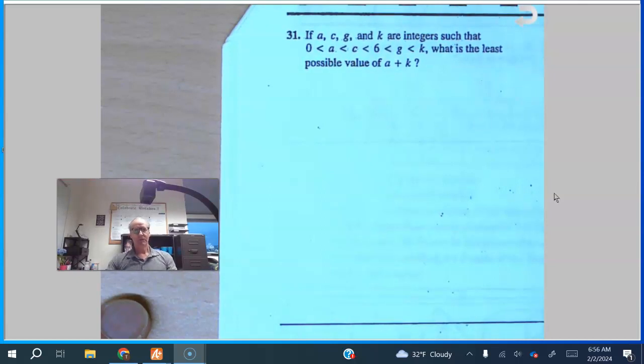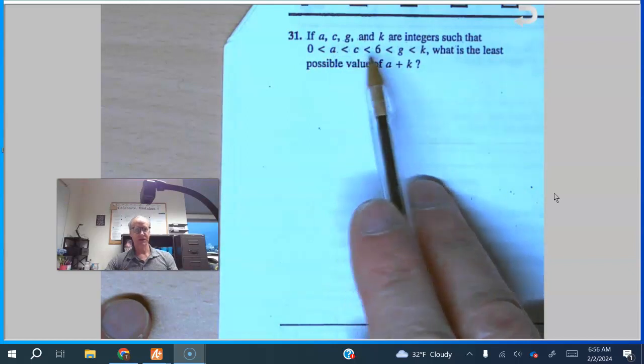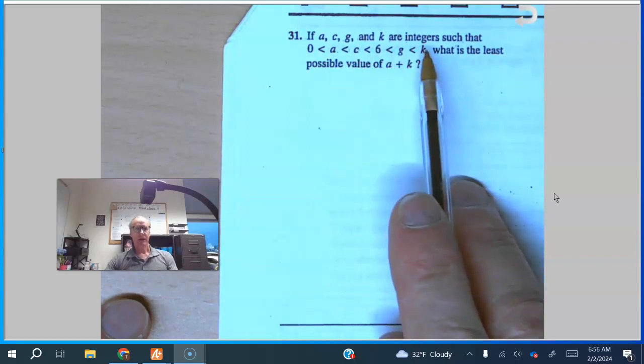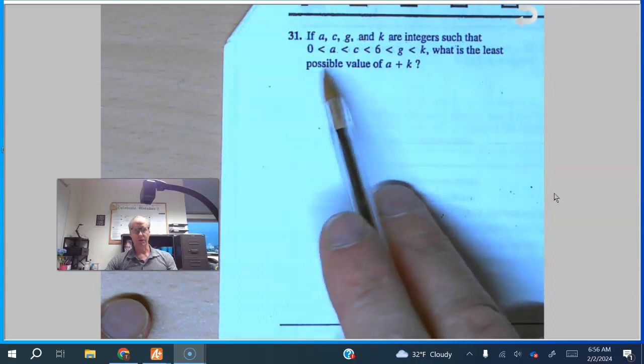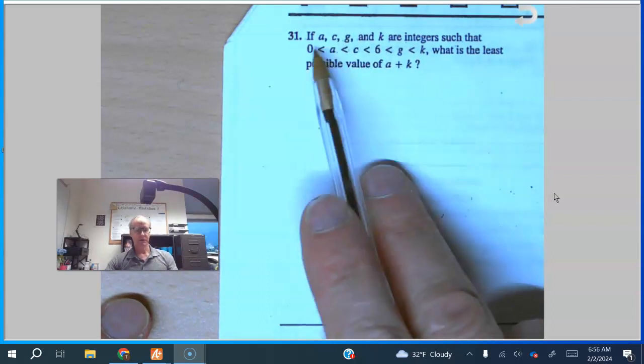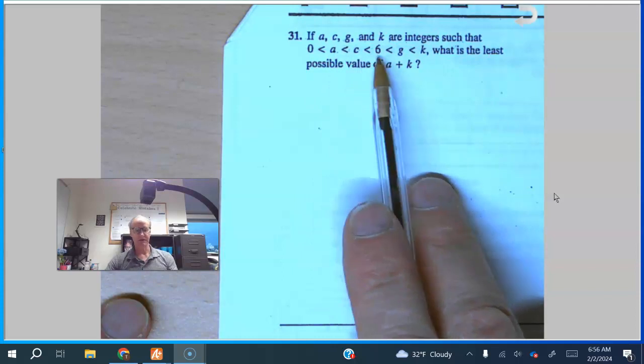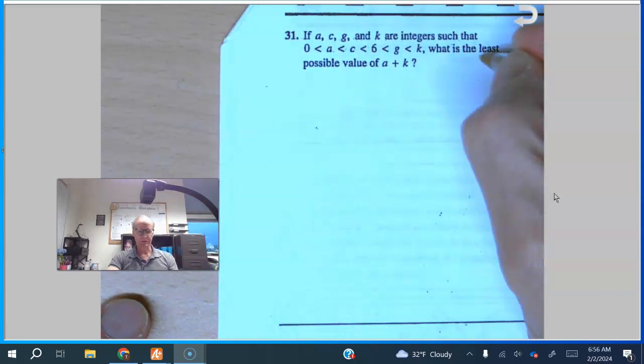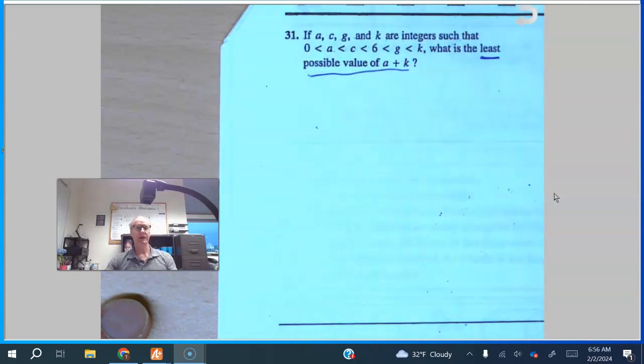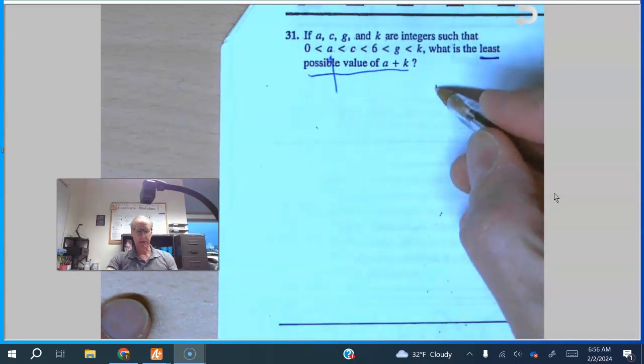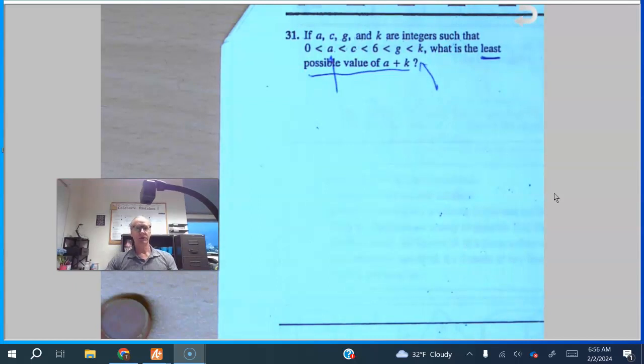It says that we have four variables, A, C, G, and K, are integers, and they have to follow this order. These are ordered in order. So 0 is less than A, is less than C, is less than G, and so on. We want the least possible value for A plus K. So what I'm going to do is pick the least possible value for A and the least possible value I can have for K. Notice that they cannot be equal to each other. So try it yourself, pick the least possible value, and then add A and K.